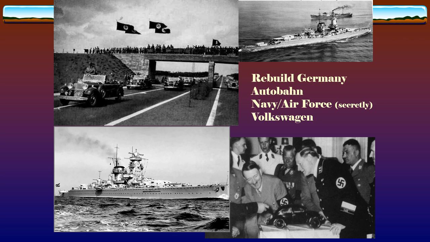Well, the leader of the SA was a guy named Ernst Röhm, E-R-N-S-T, R-O-H-M. And over the O, you have to put those two little dots, an umlaut. Ernst Röhm. Well, there became a power struggle between the SS and the SA, and Hitler started backing the SS. He didn't like Ernst Röhm. We don't have time to get into that.